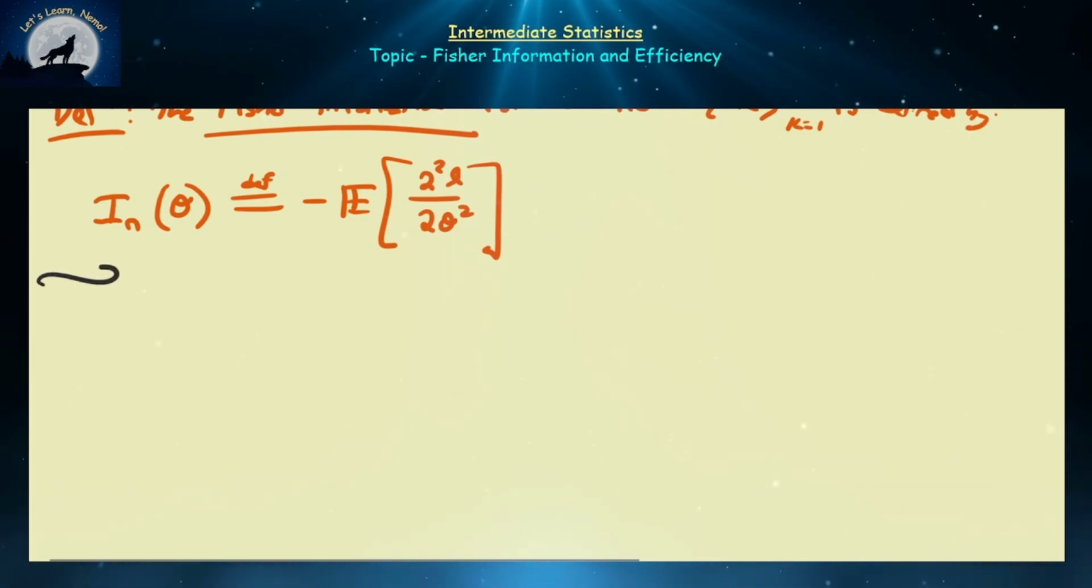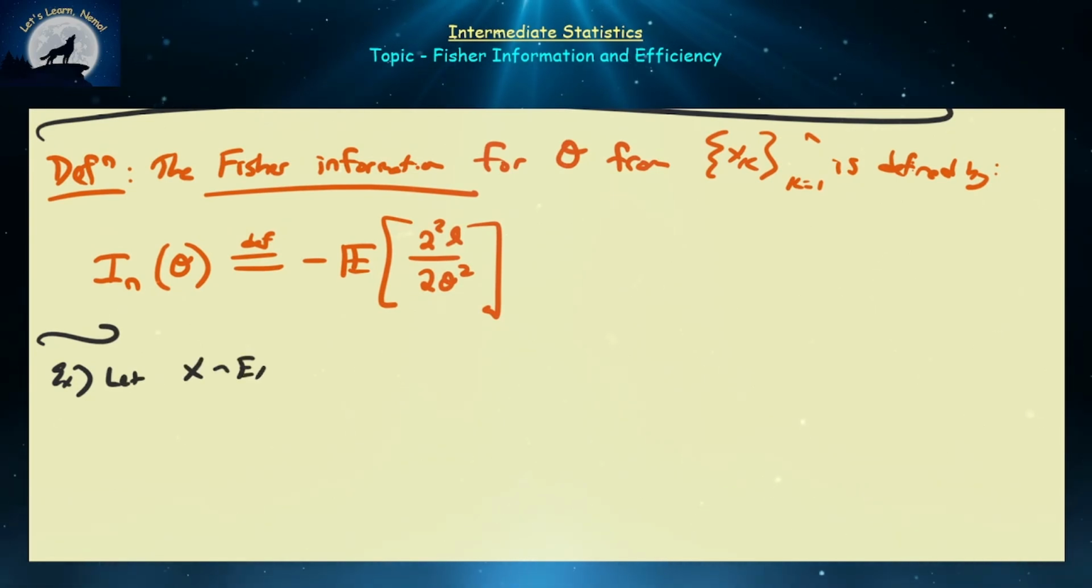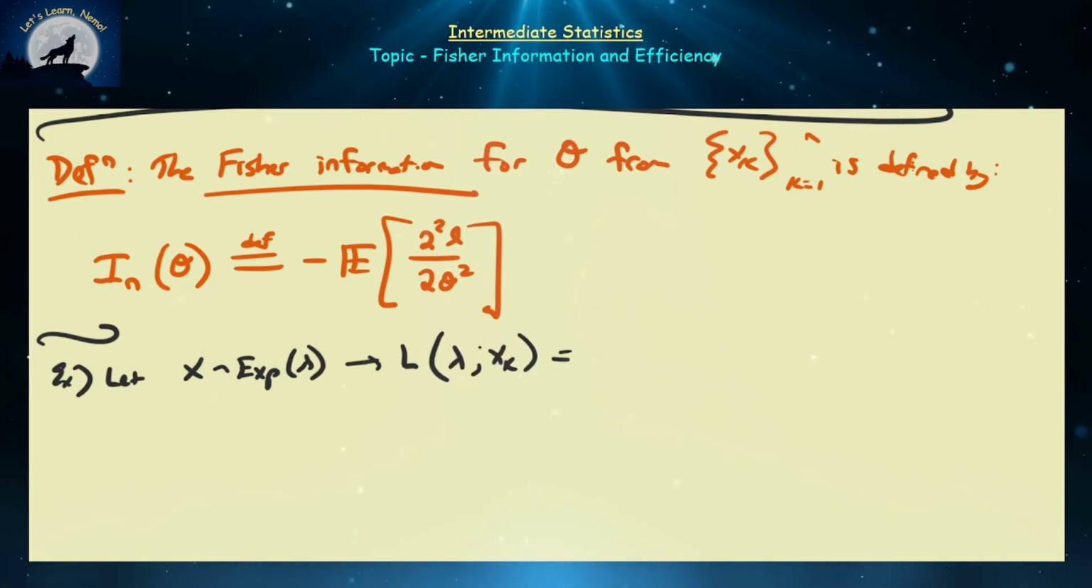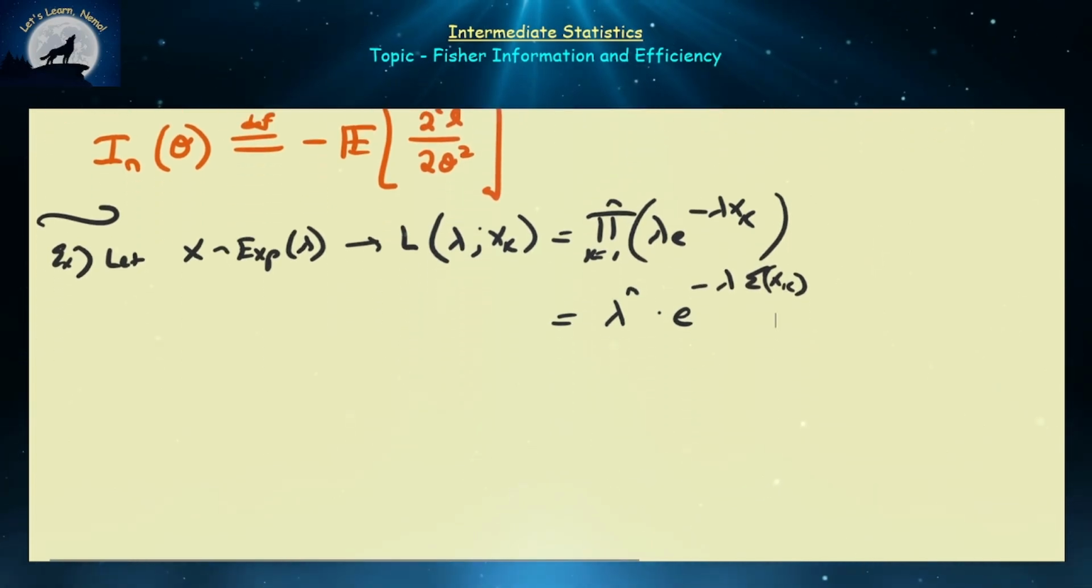So let's see if we can build the Fisher information for a particular random variable sequence. Let's assume that x is associated to an exponential lambda distribution. So the likelihood function for its parameter lambda is going to be equal to the product from k equal to 1 to n of lambda e to the minus lambda xk, which will be equal to lambda to the power of n times e to the minus lambda times the sum of xk, where that sum ranges from k equal to 1 to n.